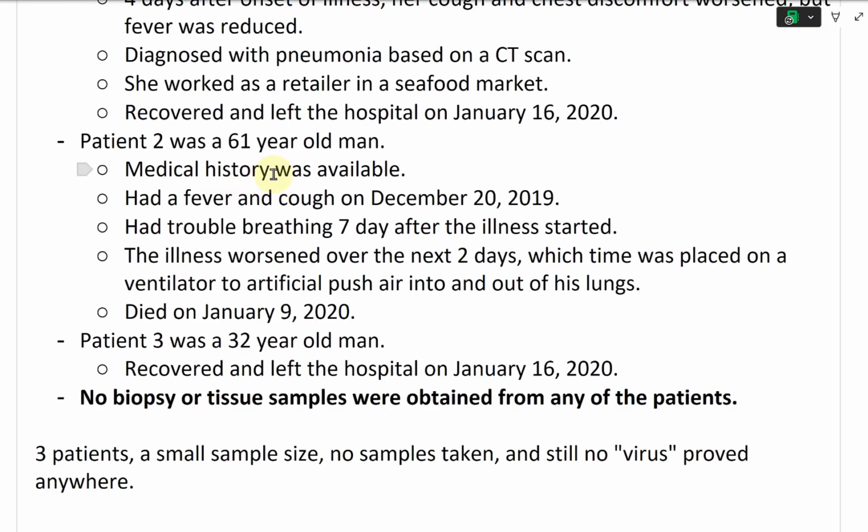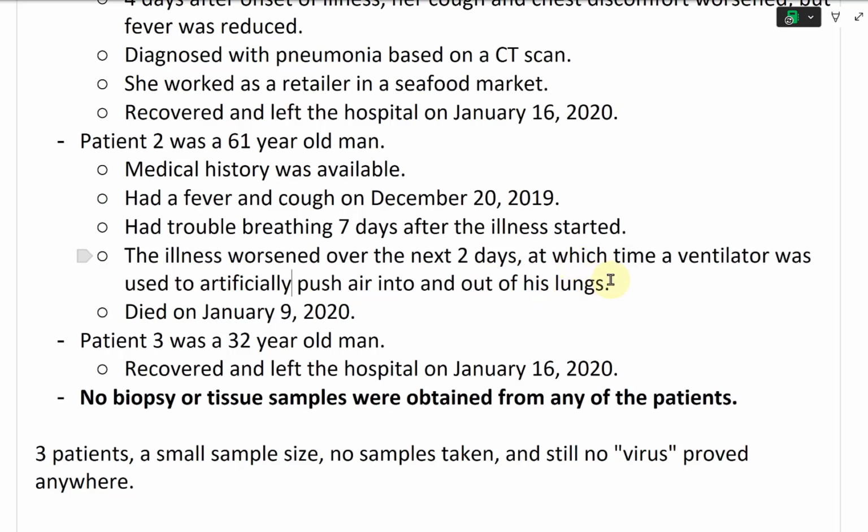Patient 2 was a 61-year-old man, had medical history available as well, and had a fever and cough on December 20th, 2019. Had trouble breathing 7 days after illness started. The illness worsened over the next 2 days, at which time a ventilator was used to artificially push air into and out of his lungs. And he died on January 9th, 2020.